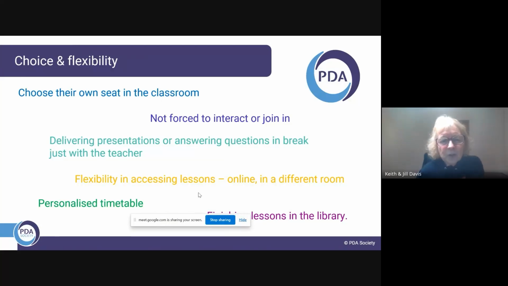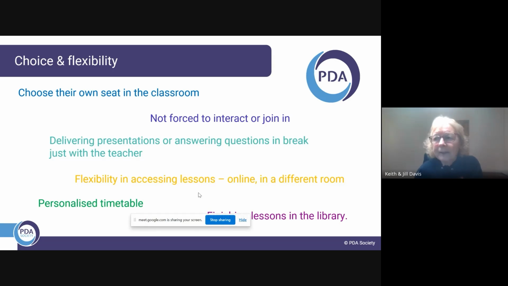And when we're looking at that choice of flexibility, some other things you can think about, which doesn't affect any of the other young people: can they choose their own seat in the classroom? In this example, teachers didn't force this child to interact, and they can't move her to a different seat in the class without good reason. But they also offer the choice of doing presentations to the whole class, or in break, or just to the teacher. So there's those options again.